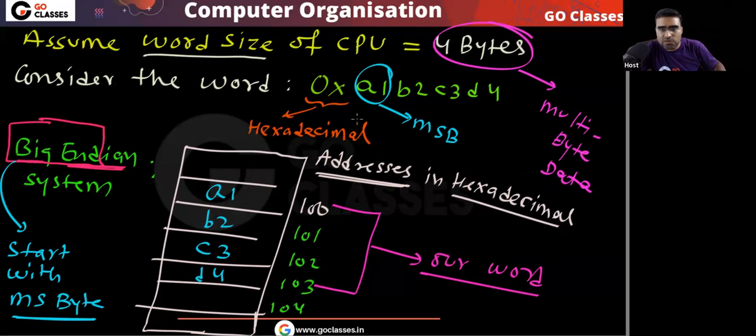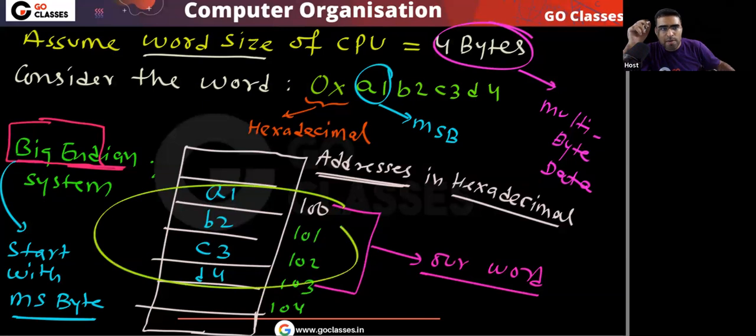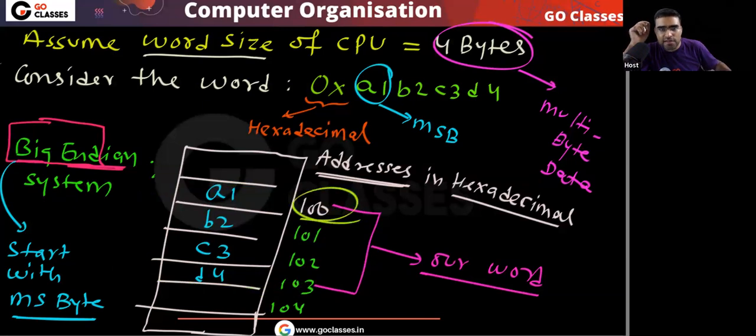So I can say this word you can store in the big Endian system like this. So your main memory will look like this. If I give you the photo of main memory, then your main memory will look like this. Means at this address, A1 will be there. At this address, B2 will be there. At this address, C3 will be there. At this address, D4 will be there. Okay, is this clear? Very simple.